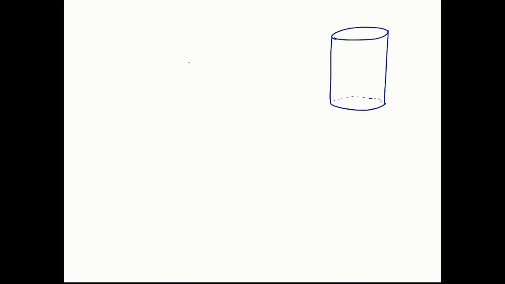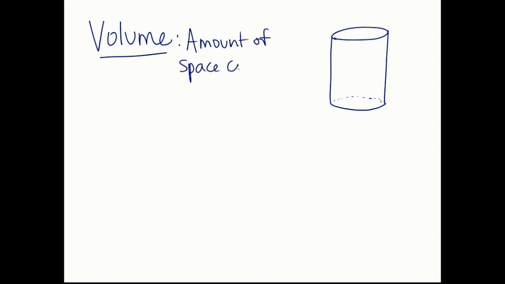So we don't really talk about the area of a cylinder. We might talk about the surface area. If you were to wrap wrapping paper around a cylinder, we could talk about the area that would cover. But more often we talk about the volume of 3D shapes. The volume is basically the amount of space contained in an object. So we can write that down: amount of space contained in an object.